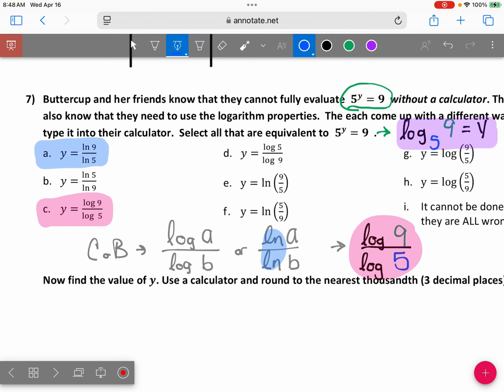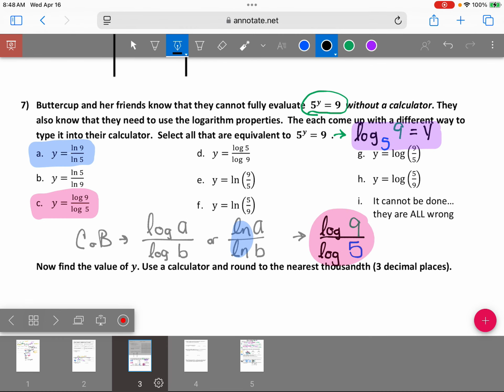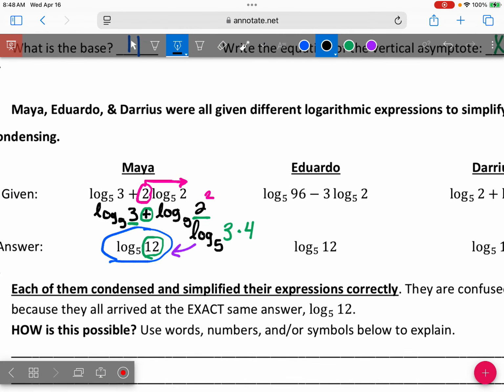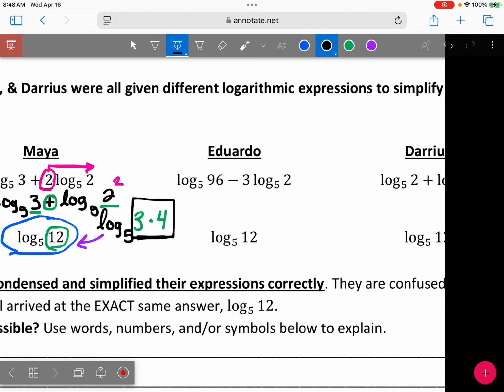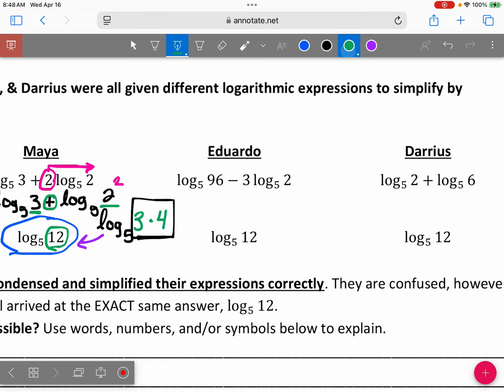To get the value of y, we type that in the calculator. And it does not matter which one you do, whether it's the blue one or the pink one. ln of 9 over ln of 5 or log of 9 over log of 5. On the e-learning quiz, it had one that was in the parentheses that could work. I was confused. That would be if it was more like this one over here, where we had the pieces that could combine together. So like if I look at Eduardo's over here, when we have this subtraction turns into division. So I'm going to do my powers first.